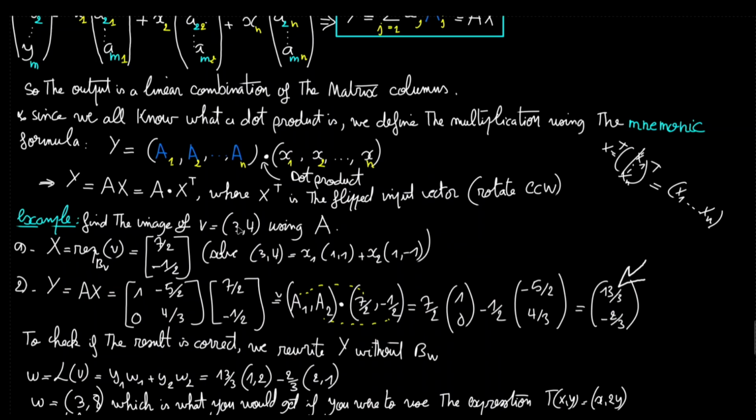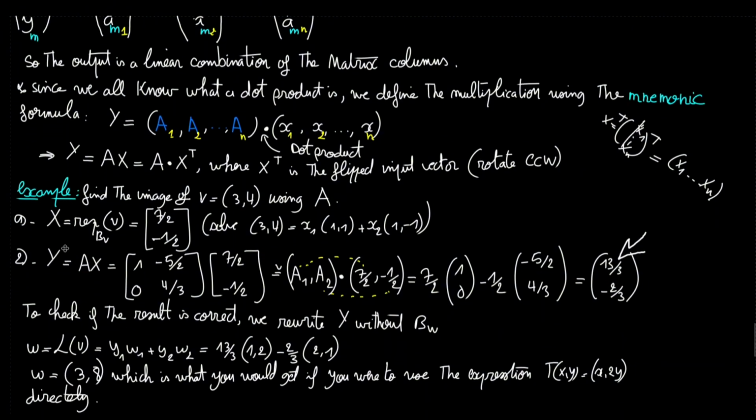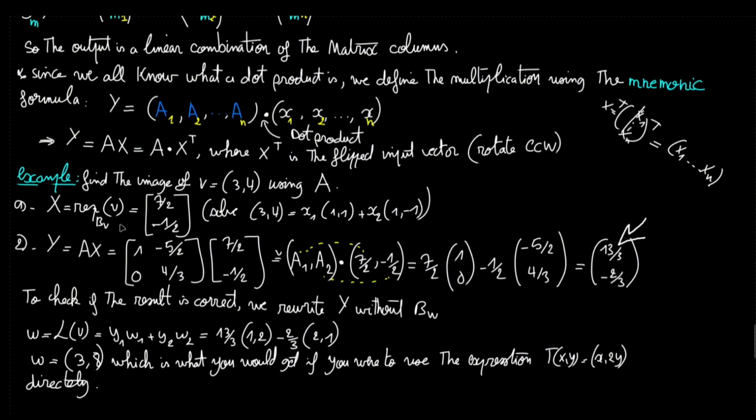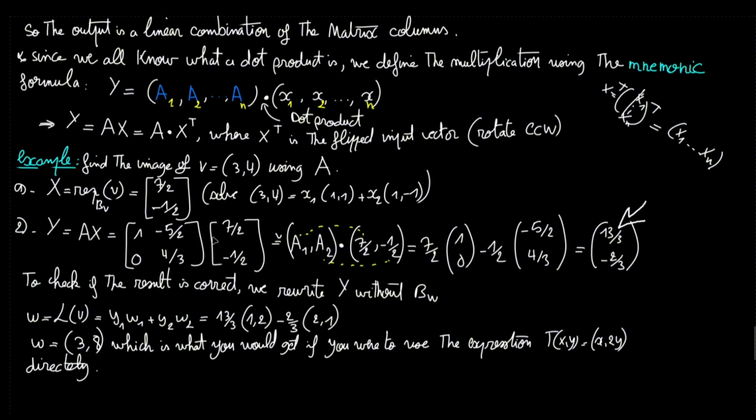Find the image of this vector using the matrix A, the matrix A that we have derived earlier for that linear transformation. So x is equal to the representation of v in the basis BV, right? We can find these coefficients simply by solving this system of equations. We have 7 over 2 and minus a half. And then y, our vector that we're looking for, is simply going to be equal to the matrix vector multiplication of A and x. It's this one here.